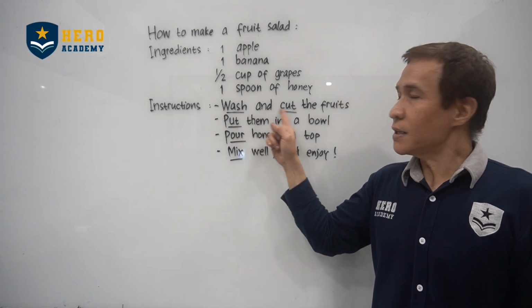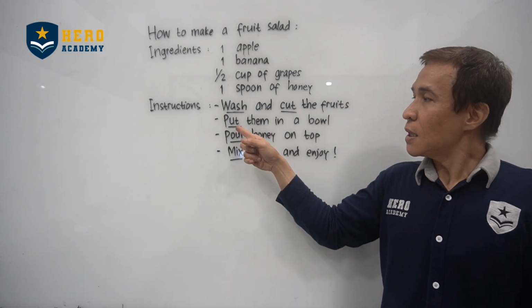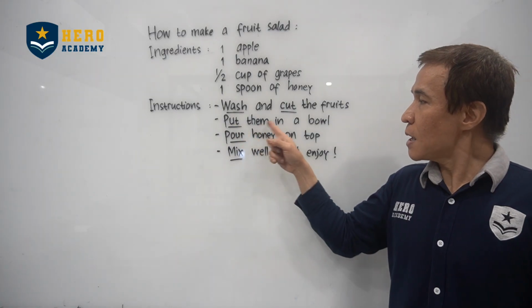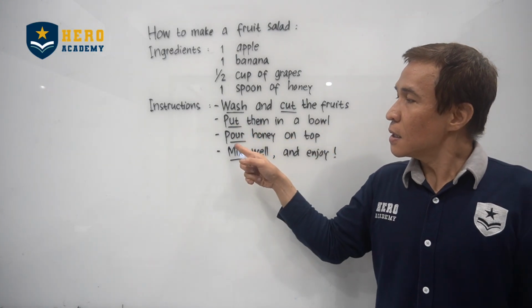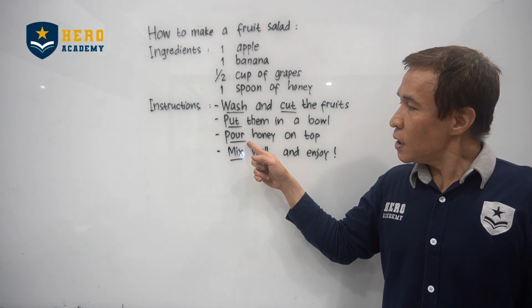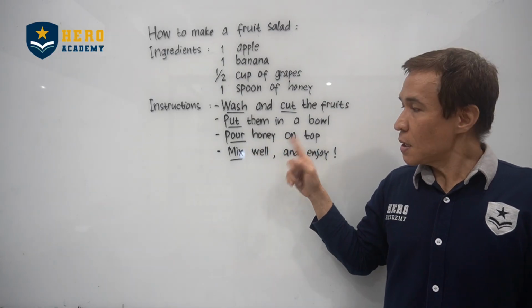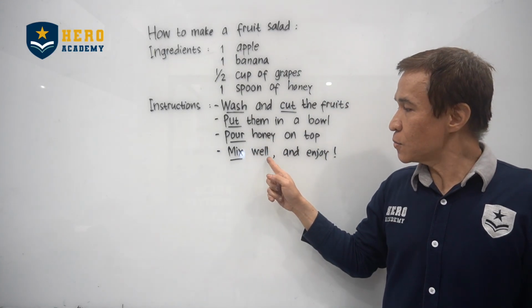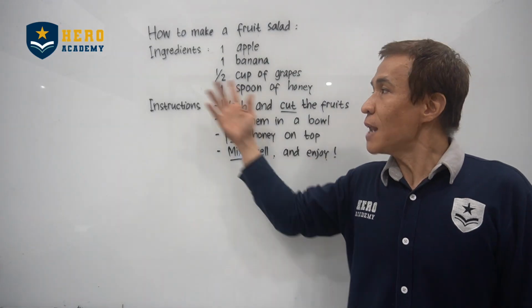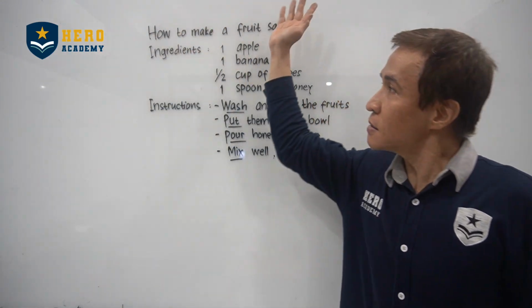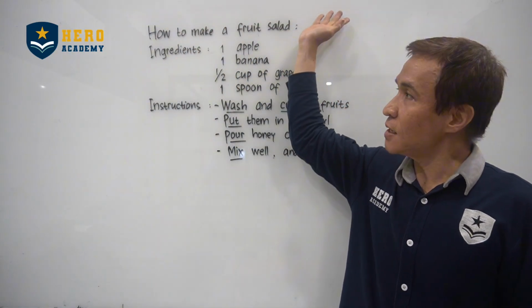First, wash and cut the fruits. Then, put them in a bowl. Next, we need to pour honey on top. And finally, mix well and enjoy. Now let's analyze this simple short recipe text here.